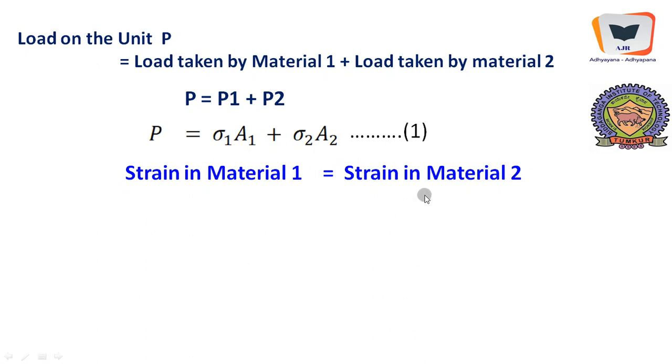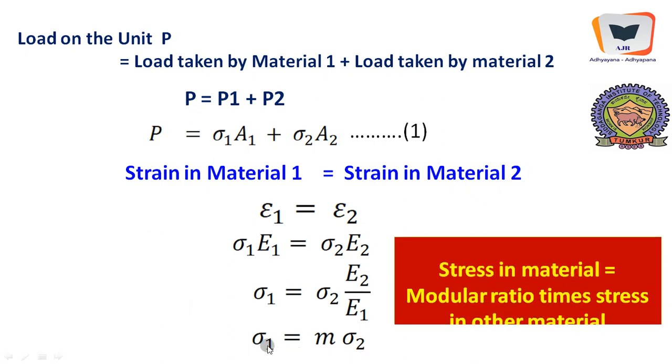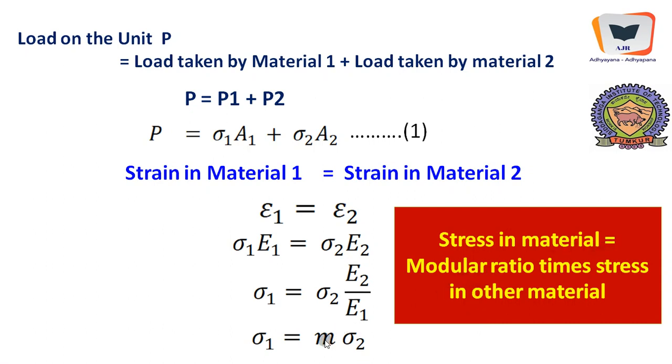Strain remains the same in both the materials, but the load will be different. Therefore, stresses will be different, and stresses are designated as sigma 1 and sigma 2. Therefore, strain in material 1 equals strain in material 2, epsilon 1 equals epsilon 2, and this can be written as sigma 1 by E1 equals sigma 2 by E2. Therefore, sigma 1 equals sigma 2 into E1 by E2, and sigma 1 equals m times sigma 2. That is, the stress in one material equals modular ratio times stress in the other material.